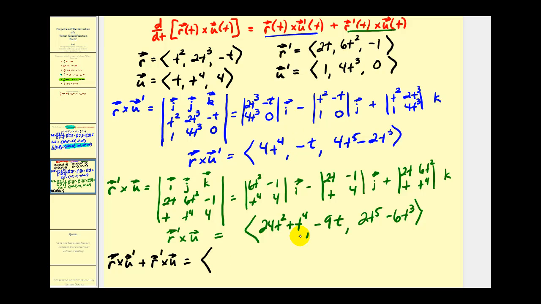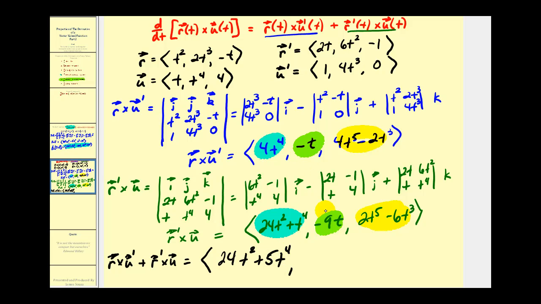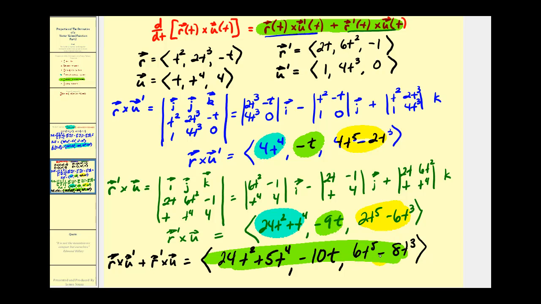So we're just going to go ahead and add the corresponding components. Let's go ahead and color code them. We're going to add this with this, this with this, and this with this. So we're going to have 24t squared plus 5t to the fourth. We're going to have negative t plus negative 9t, that's negative 10t. And then combining the z components, we're going to have 6t to the fifth minus 8t to the third. So now we have found the right side of this equation to be this vector-valued function.